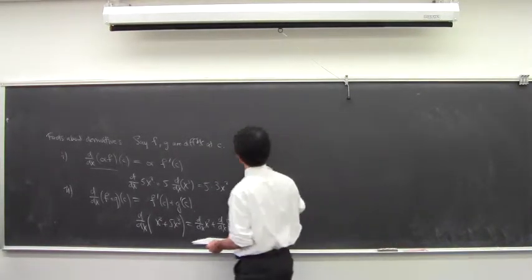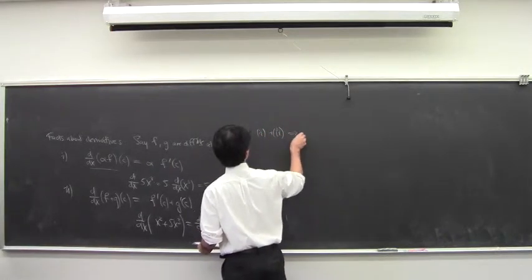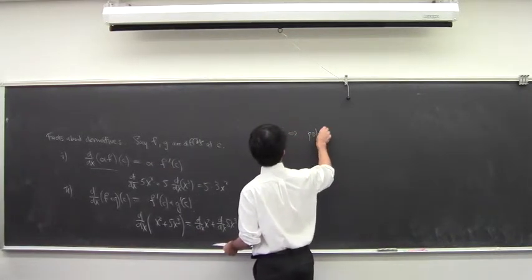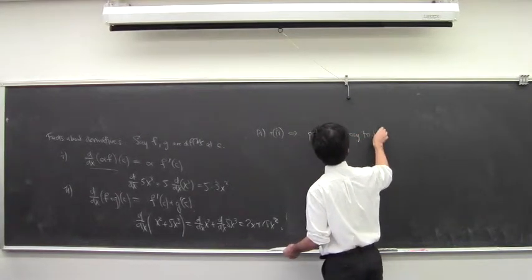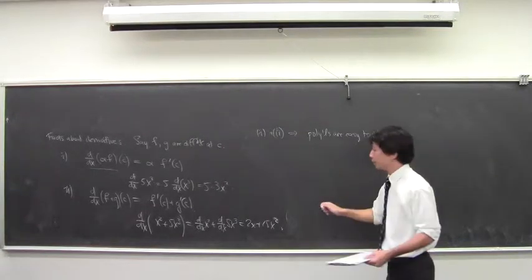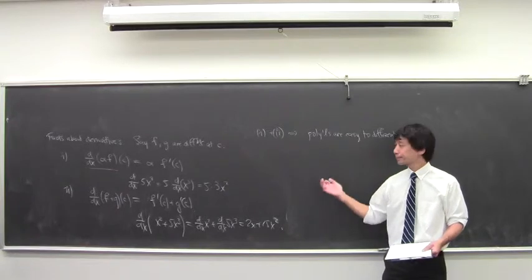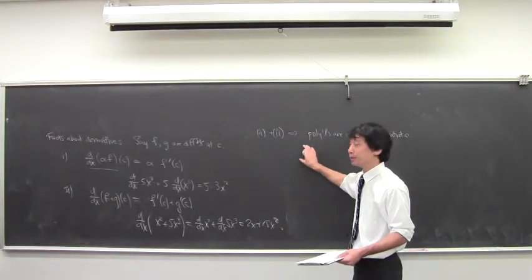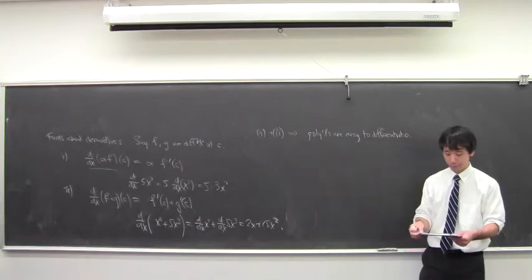And the moral of these two, 1 and 2, basically gives you that polynomials are easy to differentiate. You just differentiate term by term. Somebody gives you a polynomial, you just differentiate each of the terms and add them together. That's the derivative.